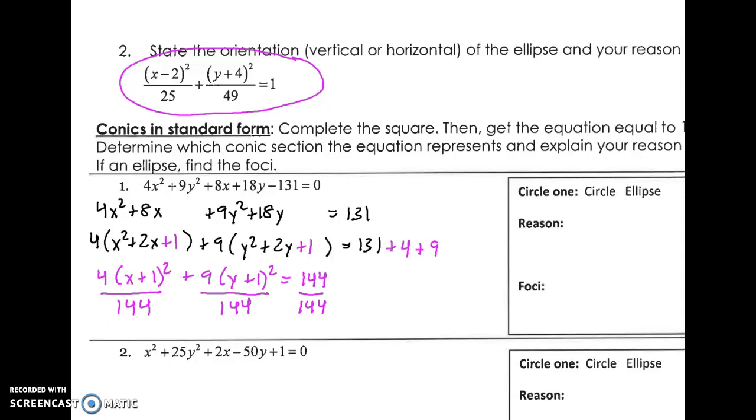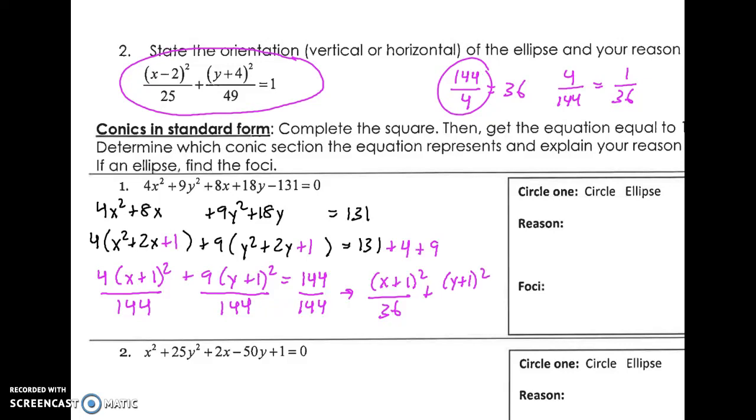And now we have to deal with 4 over 144. This is a fraction we need to reduce down. The easiest way to do this, and hopefully this will make sense, if you were to take 144 and divide it by 4, that will give you the number 36. So if you did 4 divided by 144, that'll give you a 1 with a 36 on the bottom. So on your calculator, if you just divide them upside down, it's going to give you the number on the denominator. So here's what we have now. X plus 1 squared over 36 plus, and if you do 144 divided by 9, you will get 16.